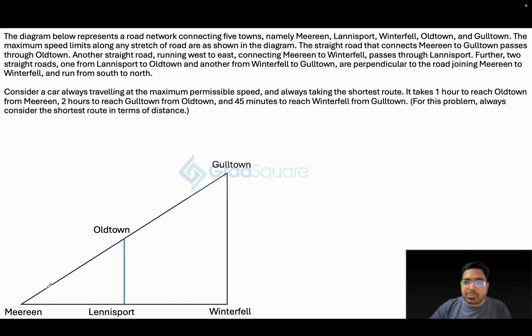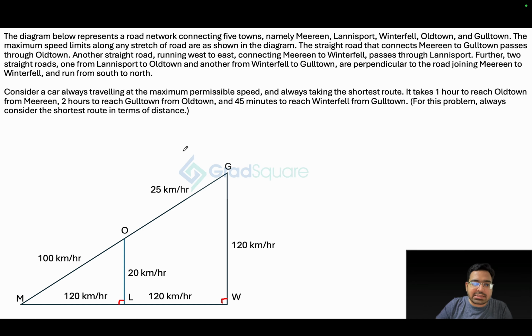Now another important thing that they've given you is that these are perpendicular roads over here. So this angle over here is 90 degrees and this angle over here is also 90 degrees. That is also given to you. Now there's additional information given to you on each of these roads. So let's first replace these city names with the letters, and these are the maximum permissible speeds given to you on each of these roads.